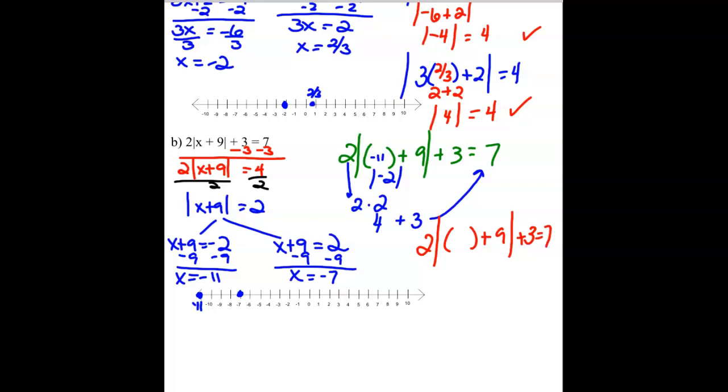Checking the negative 7. Adding 9 to it gives us a 2. The absolute value of 2 is 2. Multiplying the front 2 gets us a 4. Adding 3 gets us to 7, which is what we were trying to get. So again, both of those solutions do work.